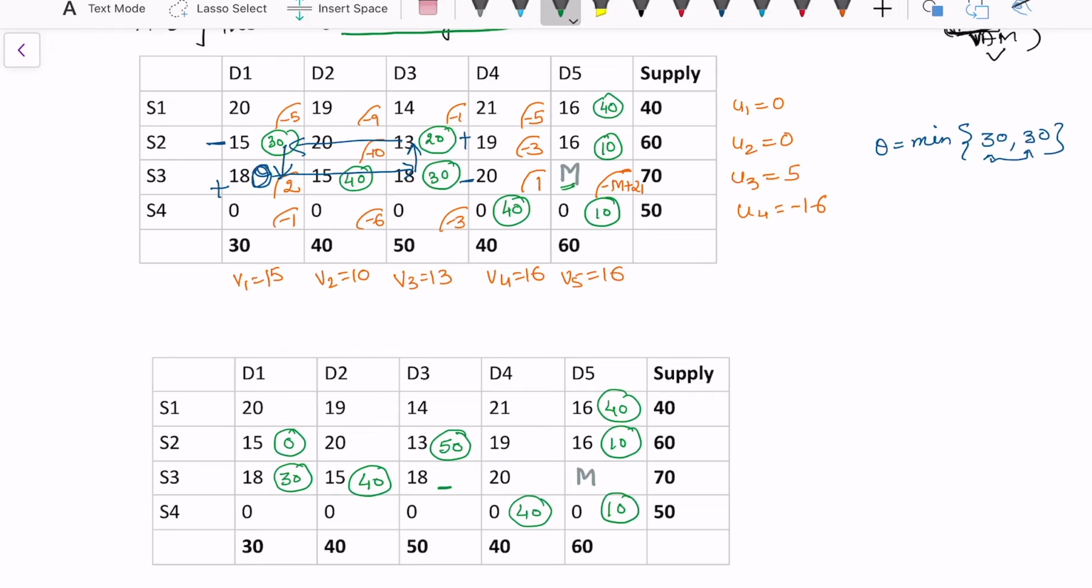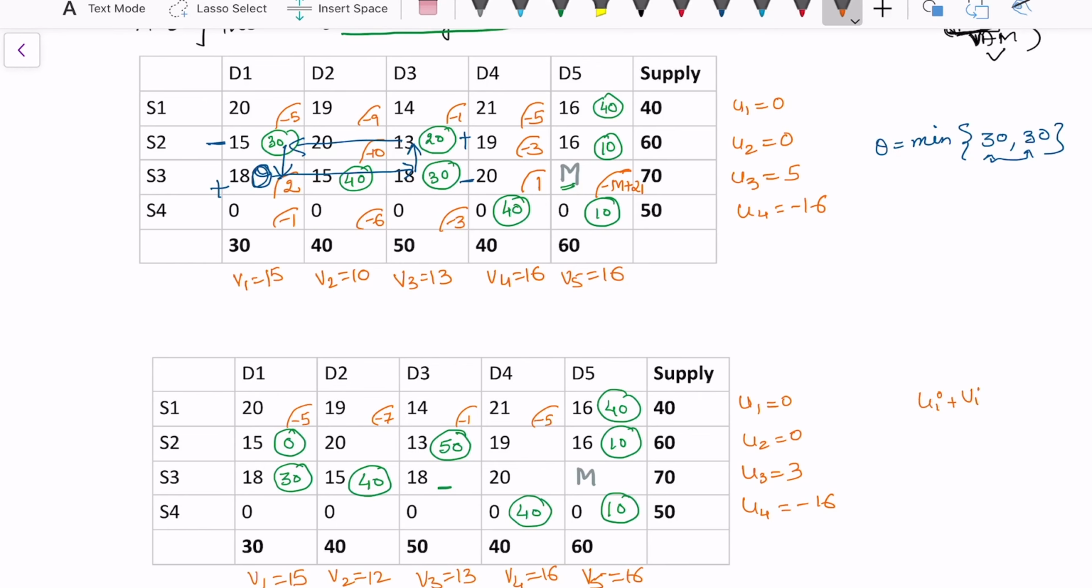And then again, this is a new BFS, and for this again we calculate the UiVj. So once we calculate, U1 is 0, U2 is 0, U3 is 3, U4 is minus 16, V1 is 15, V2 is 12, V3 is 13, V4 is 16, V5 is 16. So that's the total calculation, and for this if I now calculate the net evaluations, all of them come out to be negative. So I'm just going to quickly write here, this is minus 1, this is minus 5, and I know how we are calculating.